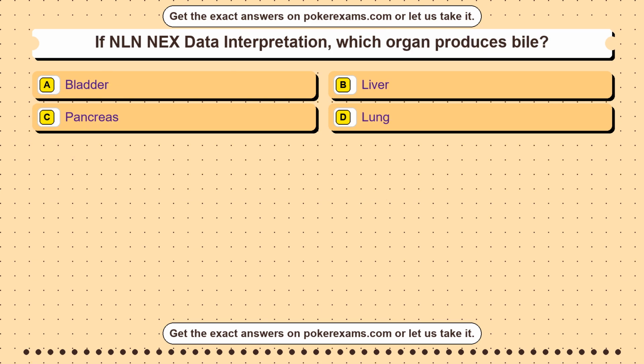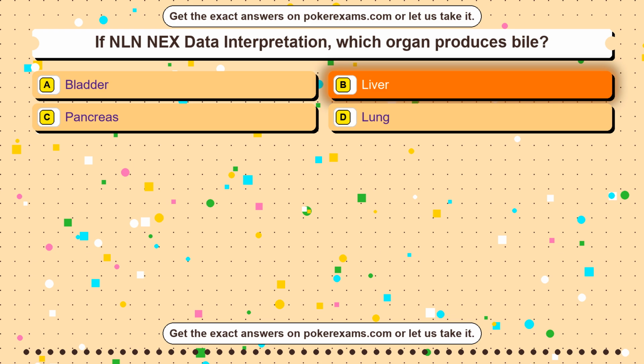Question 20. If NLN NEX Data Interpretation, which organ produces bile? Option A, bladder. Option B, liver. Option C, pancreas. Option D, lung. The correct answer is option B.